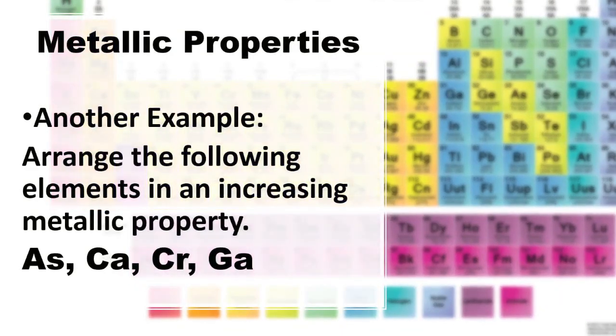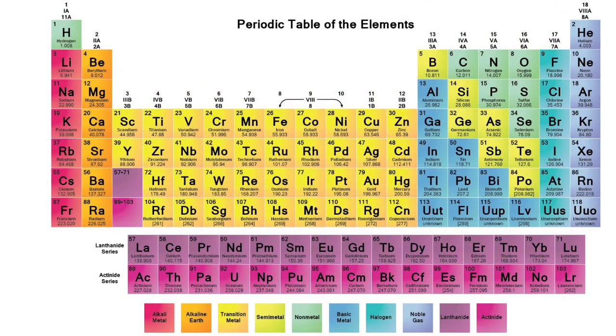Now, another example. Arrange the following elements in an increasing metallic property. The given elements are As, Ca, Cr, and Ga. Now, do the same steps. First, locate the elements. So we have As, Ca, Cr, and Ga.